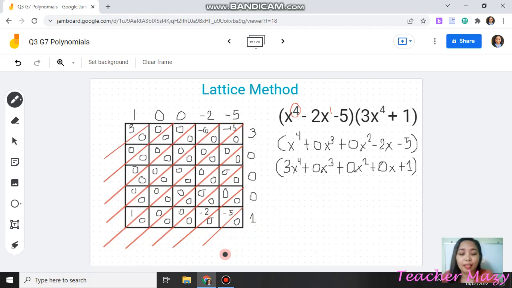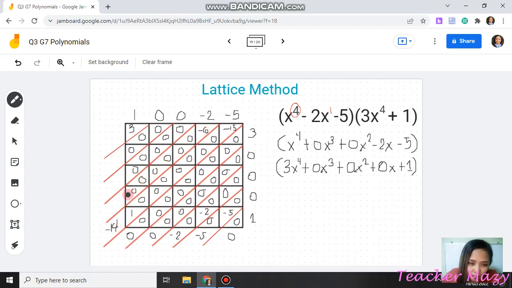Okay? Next step, add each entry. Okay, this one, that is 0. Next diagonal, 0, negative 5, 0. That is equal to negative 5. Then 0, 0, 0, negative 2. All of this is 0. 0 also. Next, this diagonal, negative 15 plus 1 is equal to negative 14.